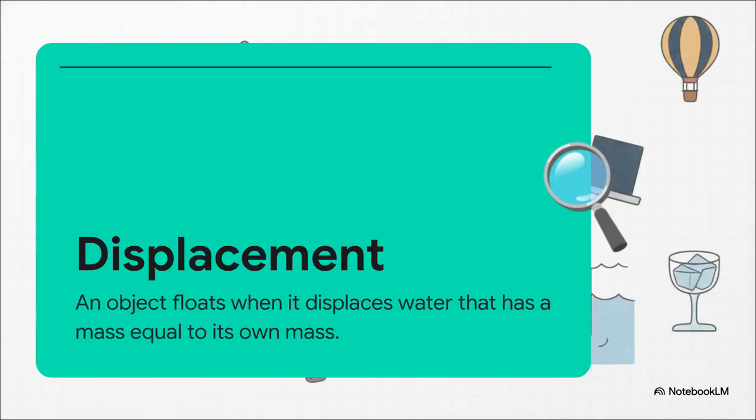So the absolute crucial point here is the concept of displacement. Listen carefully to this condition. An object floats when it displaces a volume of water that has a mass equal to the mass of the object. Displacement का basically मतलब है पानी को अपनी जगह से हटाना. If the displaced water's mass equals the object's mass, boom, it floats.